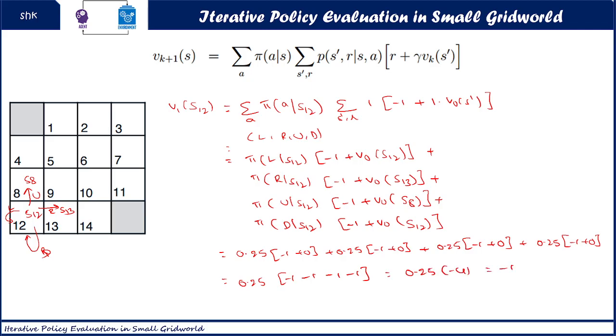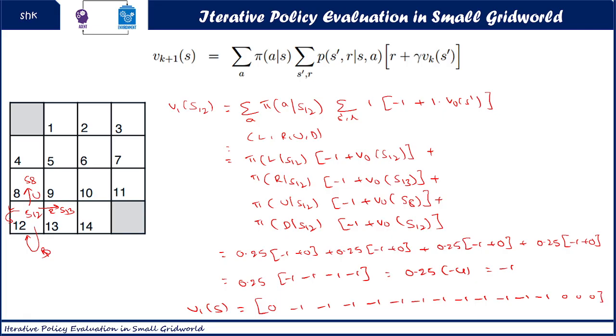So now the updated value function v1 of s we can write as: for S0, 0; S1, minus 1; S2, minus 1; S3, minus 1; S4, minus 1; S5, minus 1; S6, minus 1; S7, minus 1; S8, minus 1; S9, minus 1; S10, minus 1; S11, minus 1; S12, minus 1. The remaining, 13, 14, 15, we will take as zeros.